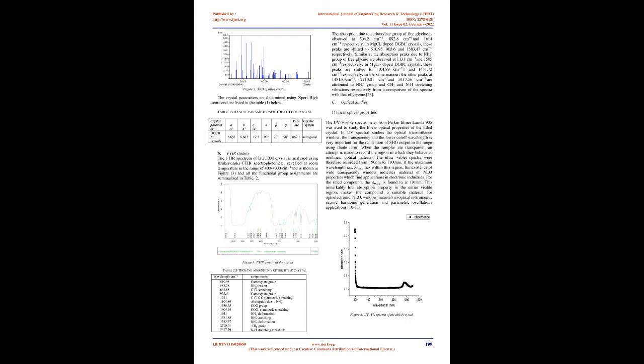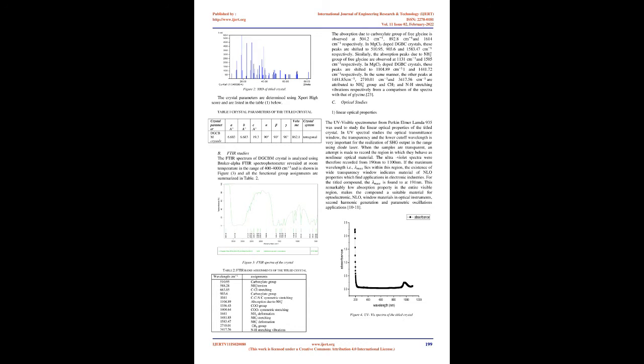Figure 2, XRD of titled crystal. The crystal parameters are determined using X'Pert HighScore and are listed in Table 1, below. Table 1, crystal parameters of the titled crystal. Crystal parameters a, b, c, alpha, beta, gamma, volume, crystal system. DGCBM crystals: 6.683, 6.683, 19.3, 90 degrees, 90 degrees, 90 degrees, 862.1, tetragonal.